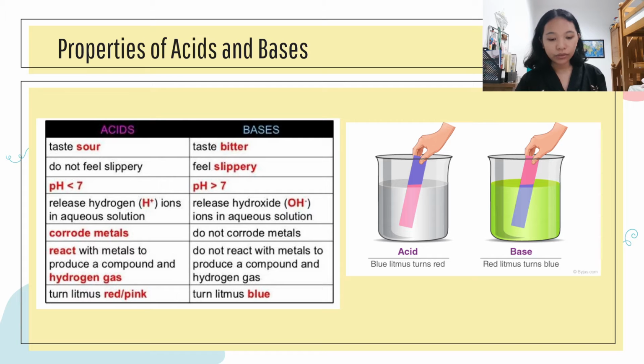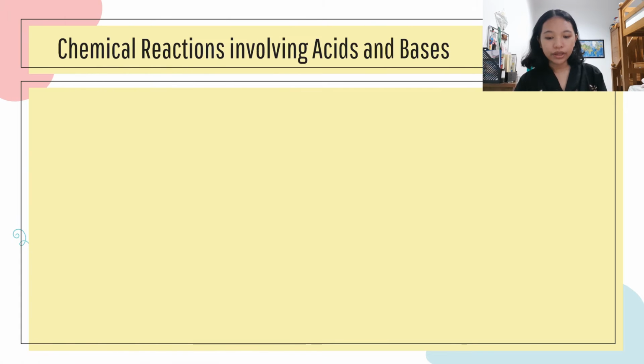Acids corrode metal while bases do not. Acids can react with metal while bases do not. And acids turn litmus paper red while bases turn litmus paper blue. Okay, let's move on to the chemical reactions involving acids and bases.